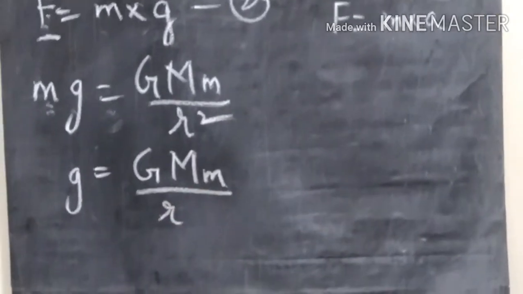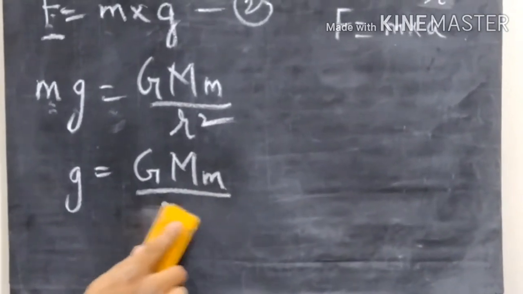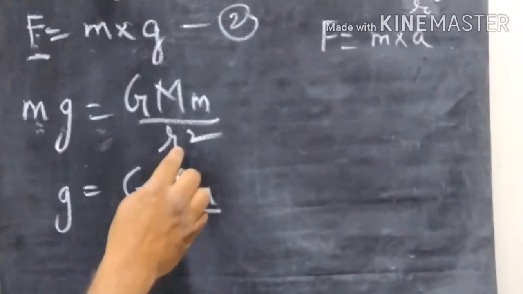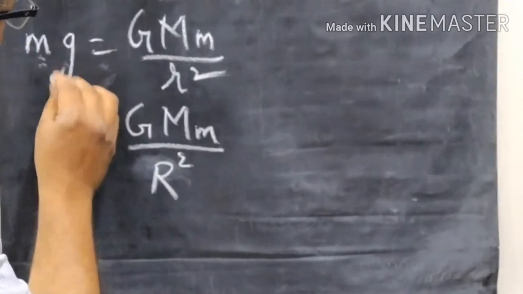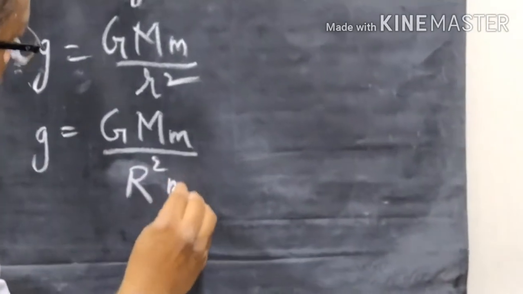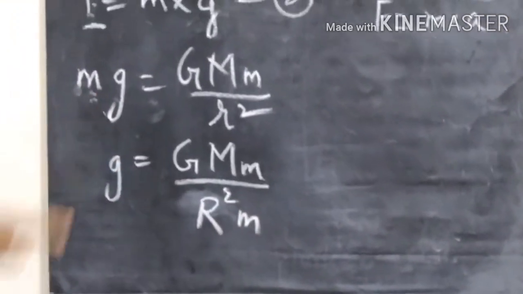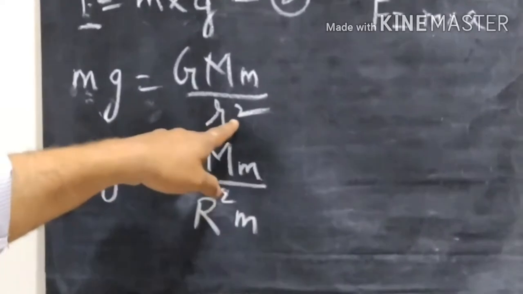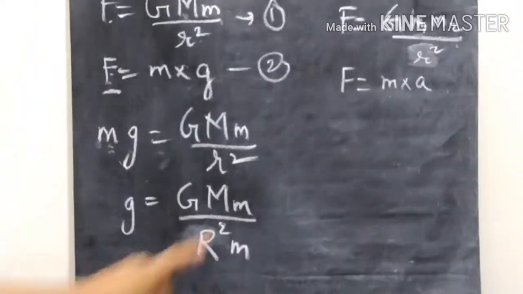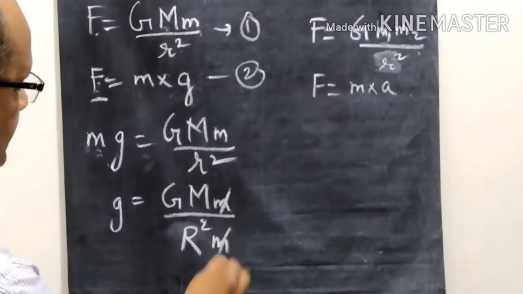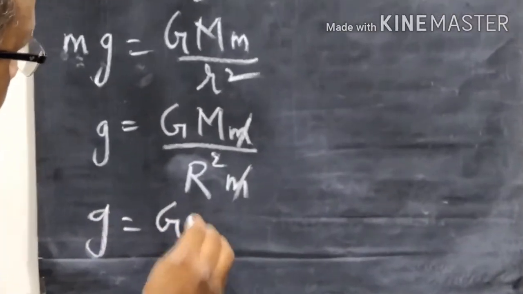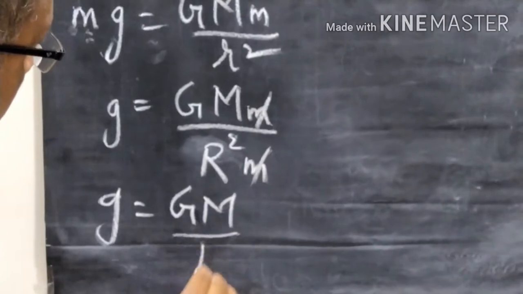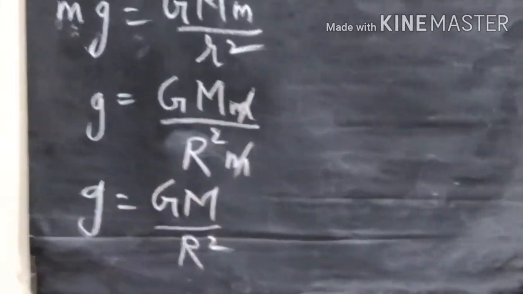Instead of R, the distance between two objects, I have taken the radius of the Earth in R square. Now the small m on both sides gets cancelled. So g is equal to G M upon R square. So this we got.